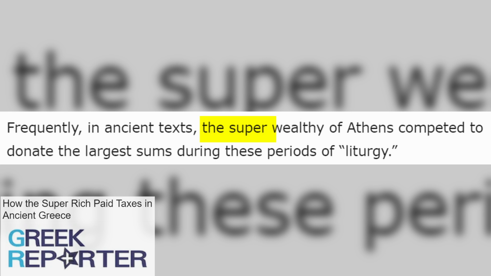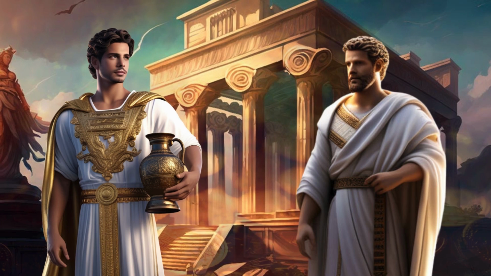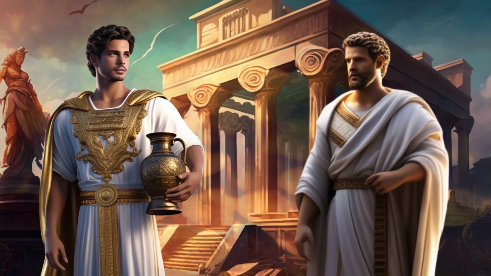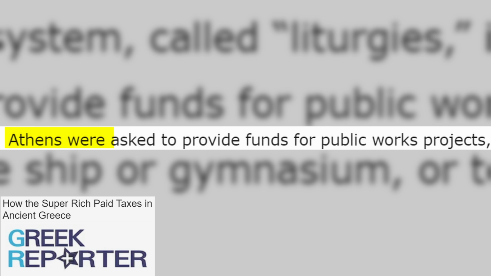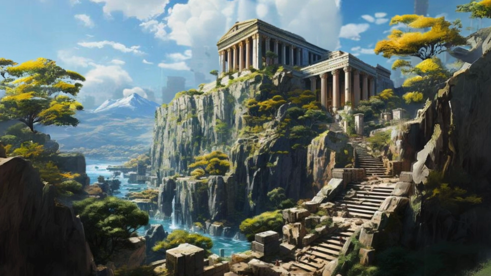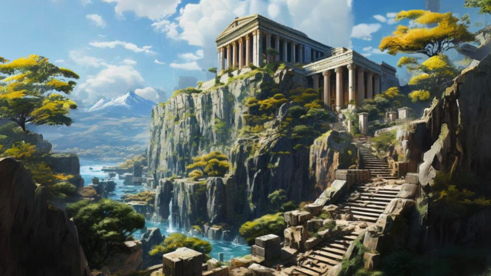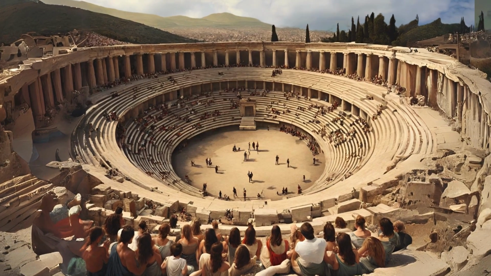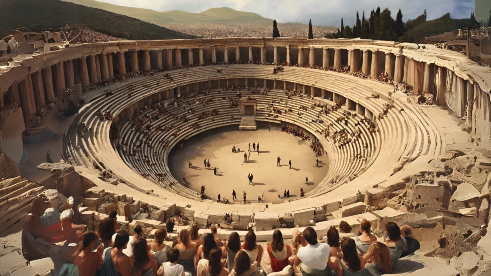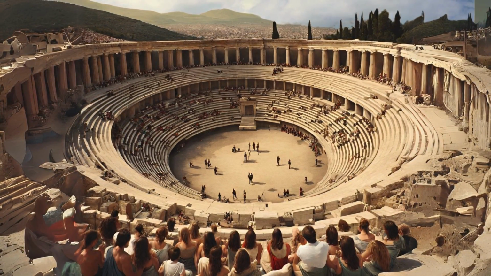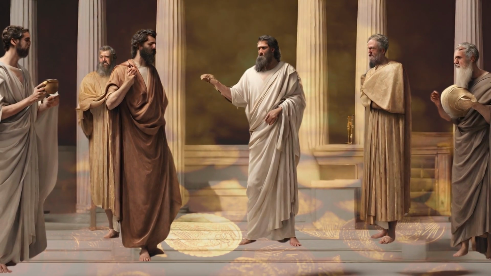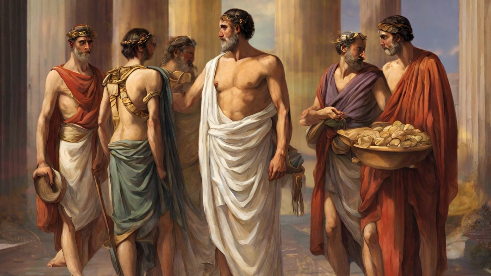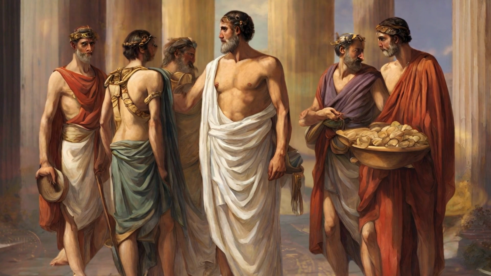Now, the liturgy tax was applied to only the wealthiest of the wealthy in Athens. It was meant to finance any public project that was too expensive for one individual to bear. The tax enabled Athenians to construct powerful warships, fund the building of great temples and gymnasiums, and at times it even supported theatrical plays for entertainment. But what's probably most fascinating is that the super wealthy competed on who could donate the largest sums of money to liturgy. It's pretty wild to think that rich people were competing to pay taxes.